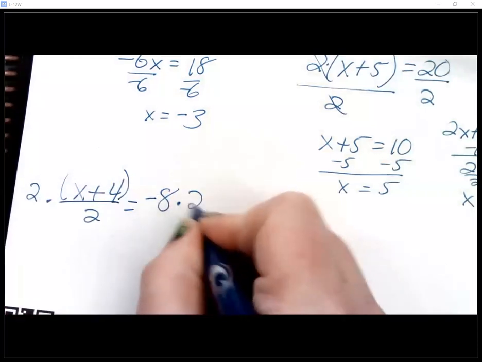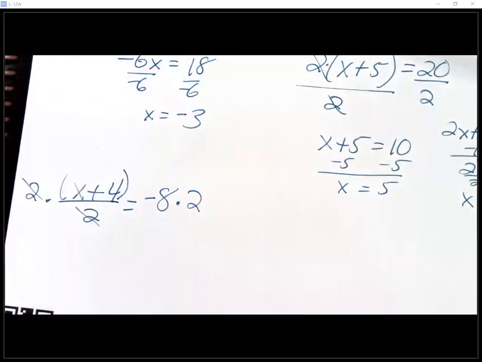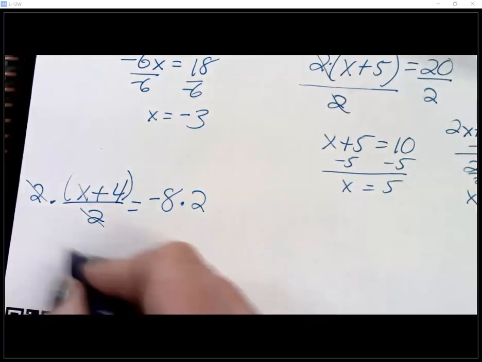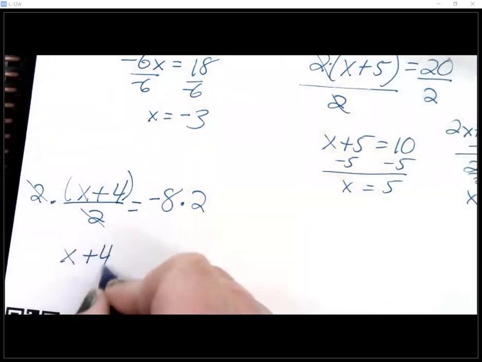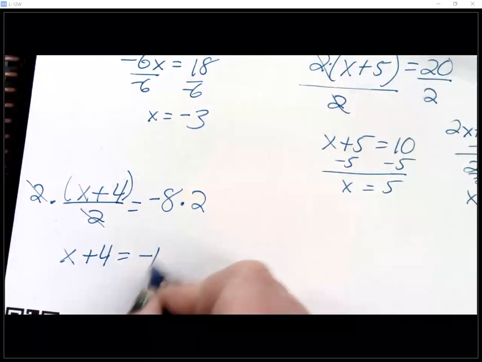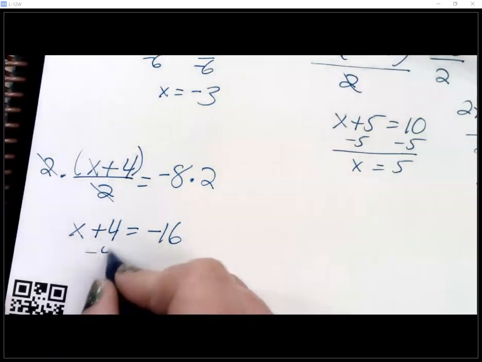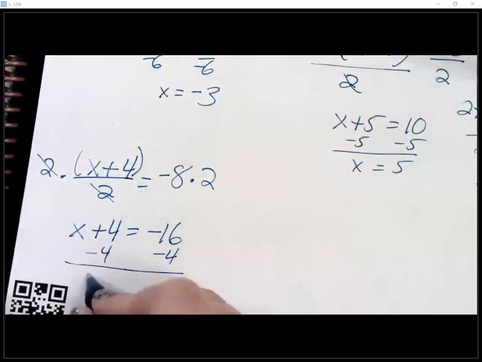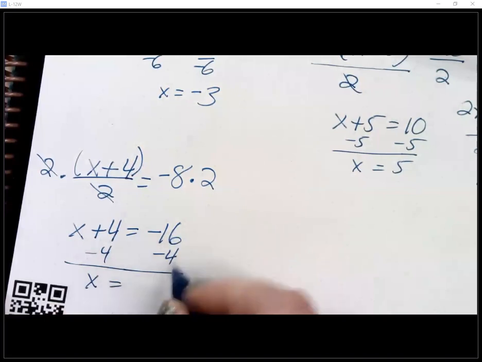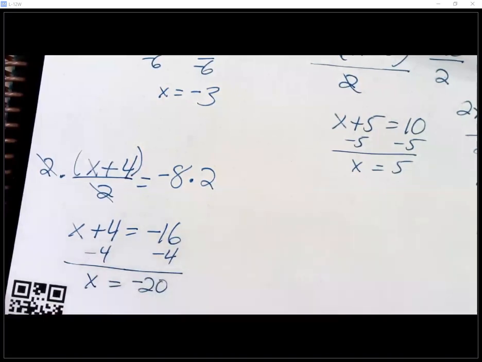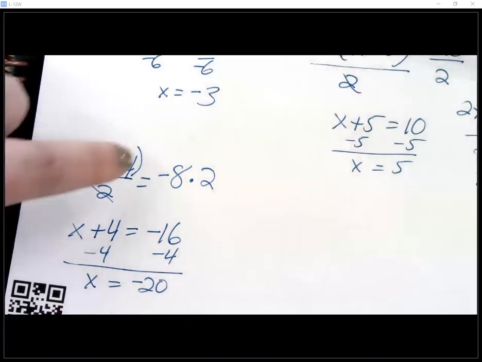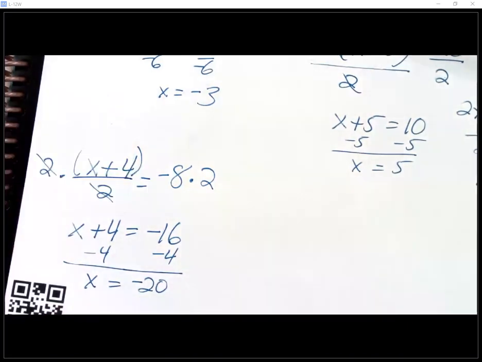And now, since it's all by itself, I can just write it as x plus 4. And on this side, I've got negative 16. Now all I have to do is minus that 4. That's it. So I get x equals negative 16 and negative 4 is negative 20, isn't it? And that's it. You can check this. If I pop it back in, negative 20 plus 4 is negative 16, over 2 is negative 8. Yes. Okay.